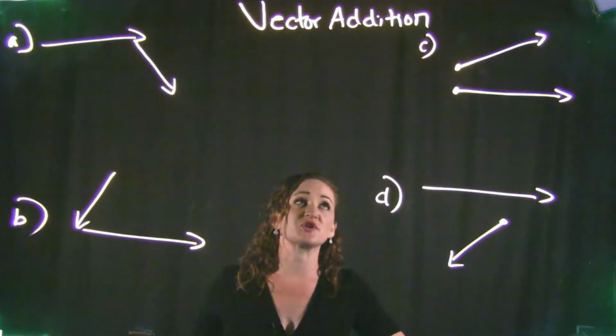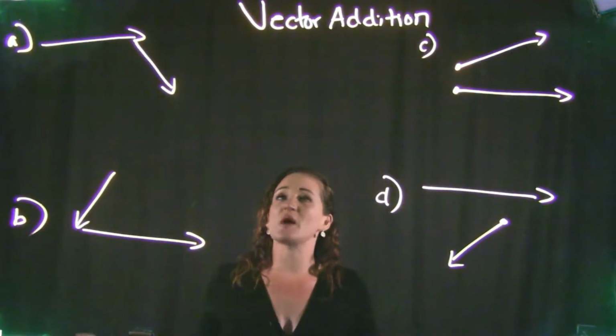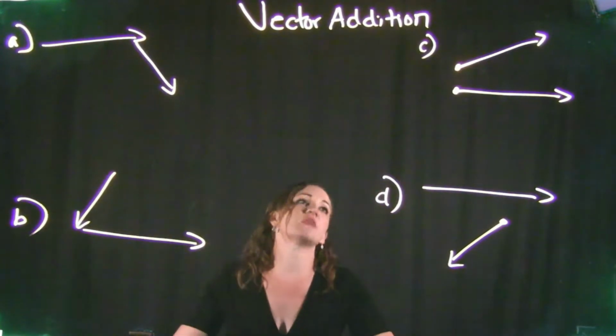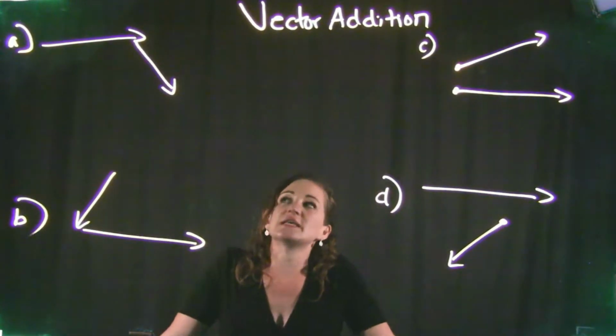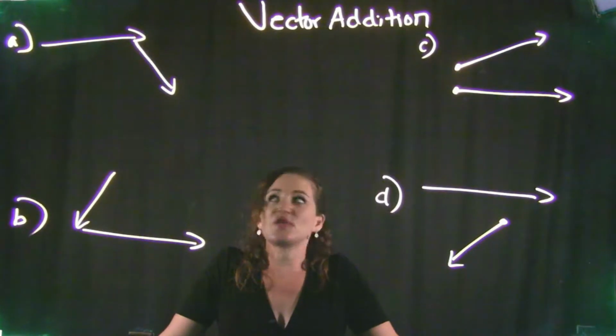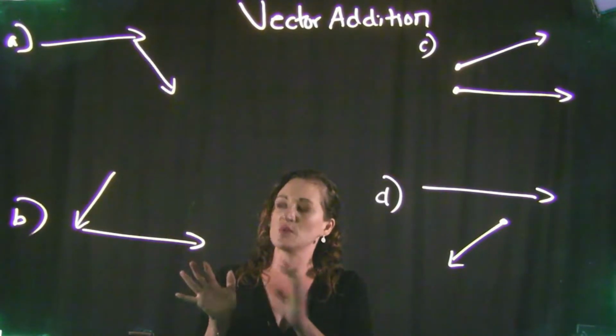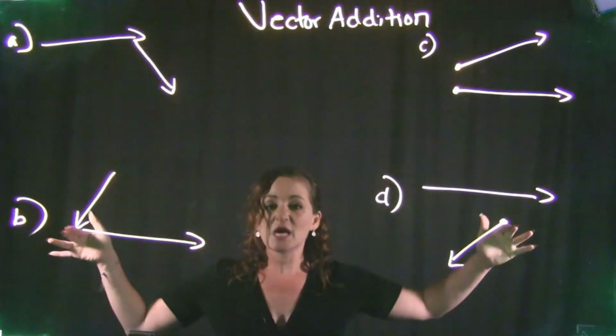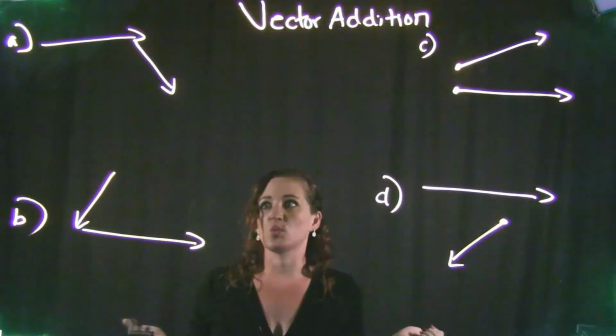Dealing with vector addition. I have a few different problems on the board that we are going to talk about. Essentially, a vector is like a line with a direction. A vector has a certain distance, but it also has a direction and where it's going.